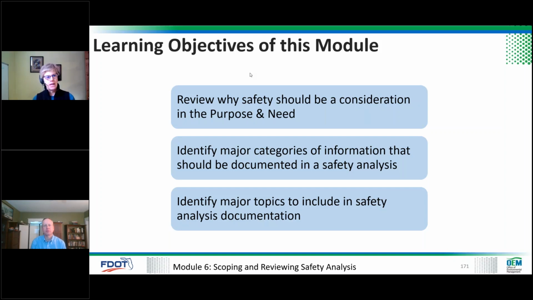The key things we want you to take away are that we should review why safety is considered, whether or not it's considered a primary need in the purpose and need. You should look at the major categories of information that should be documented and be sure that gets conveyed to the team. And then we want you to be able to identify the major topics to include in the safety analysis documentation.